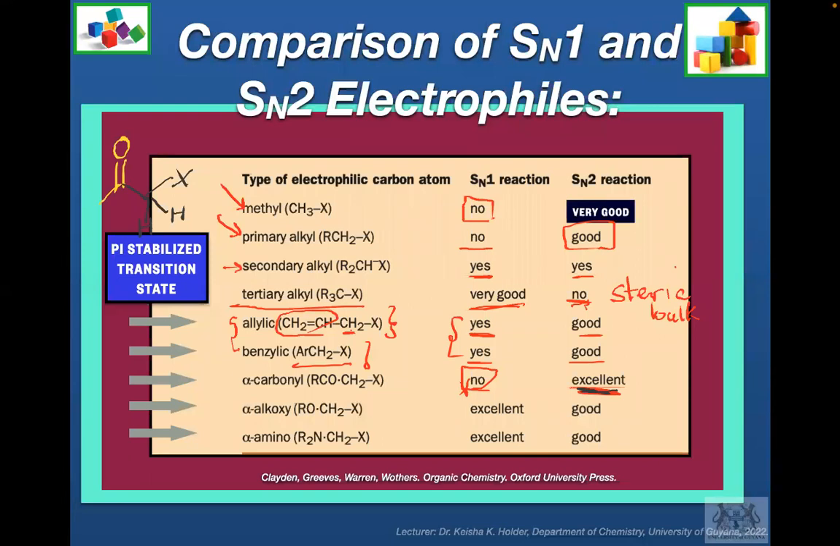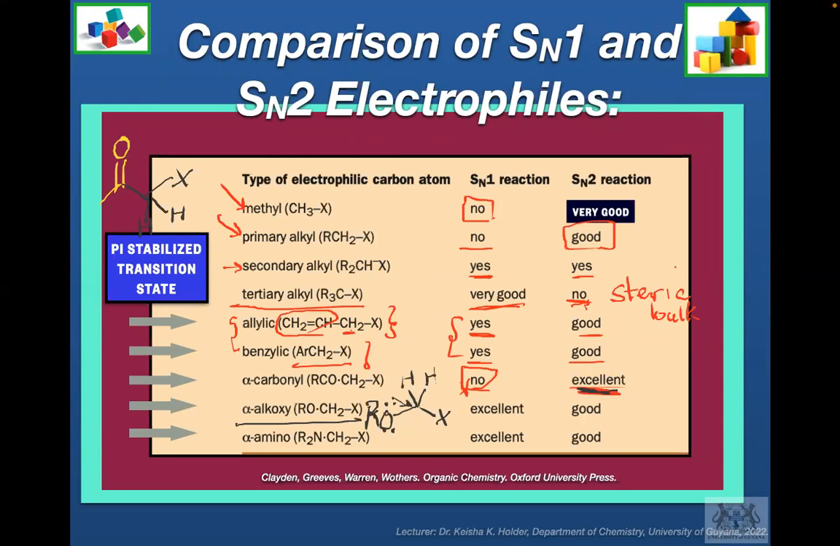Now, if you have an alpha alkoxy, again, let's look at the structure of our electrophile here. Alpha alkoxy means that we have the CH group. Here is our leaving group, here is the hydrogen atom, and here is an oxygen atom that is able to donate electrons. This is supposed to be an R. So this is your alpha alkoxy.